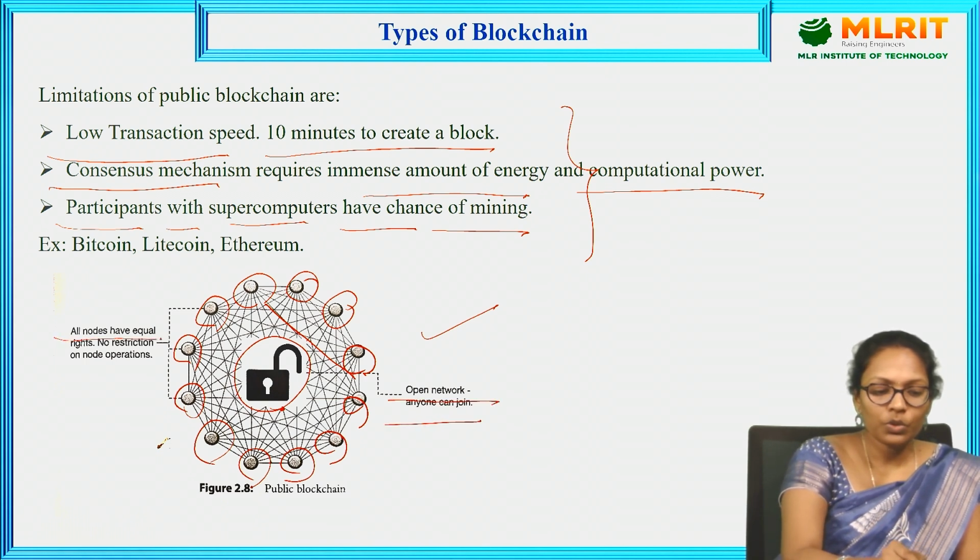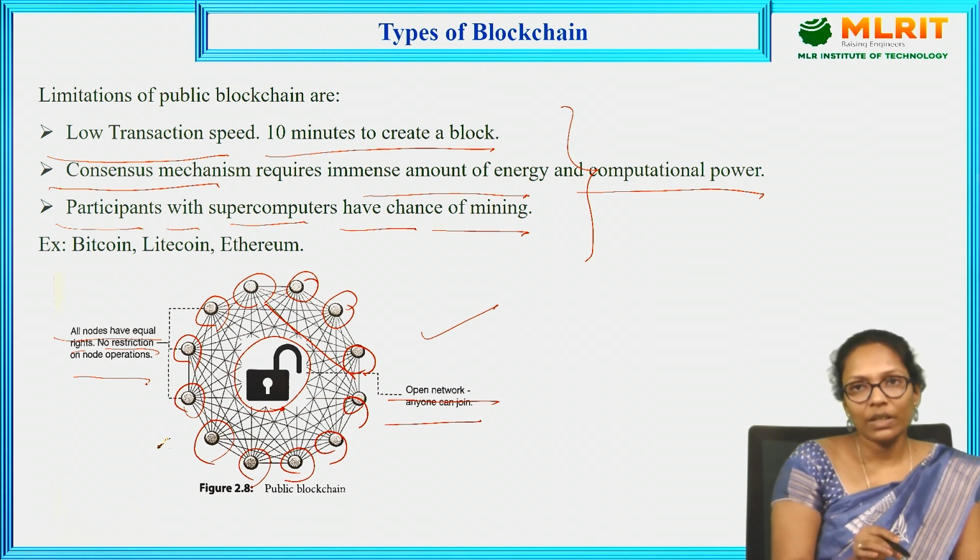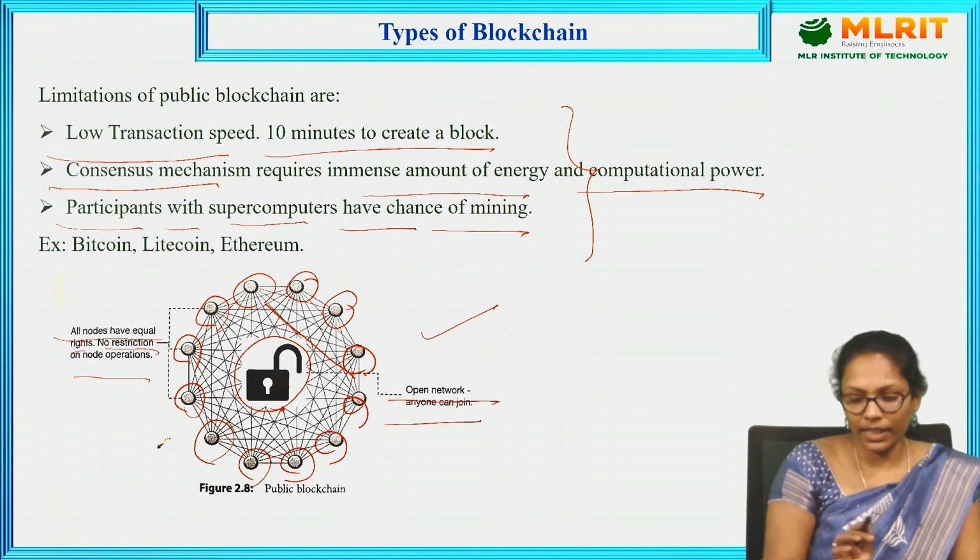And all the nodes have equal rights, no restriction on node operations. So all the nodes have equal operations. They can read the transaction, they can write the transaction, they can validate the transaction.